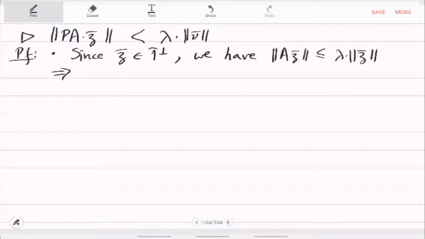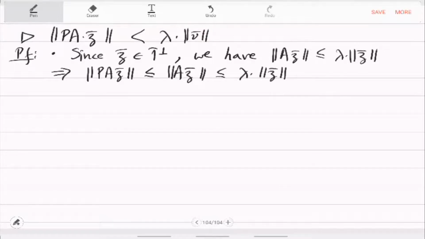So which means that PA Z bar, this vector's length is smaller than that of A Z bar, because P only restricts, right? So its length at least is not larger than A Z bar, which is less than or equal to lambda Z bar. So we have shown PA Z bar is at most lambda Z bar, but now what is the relationship between Z bar and V bar? That is now just one step away.